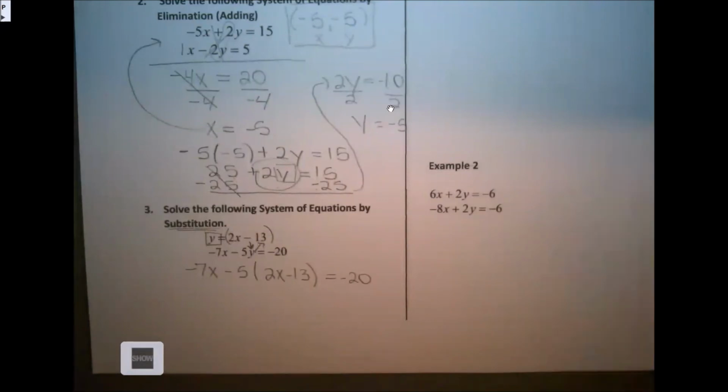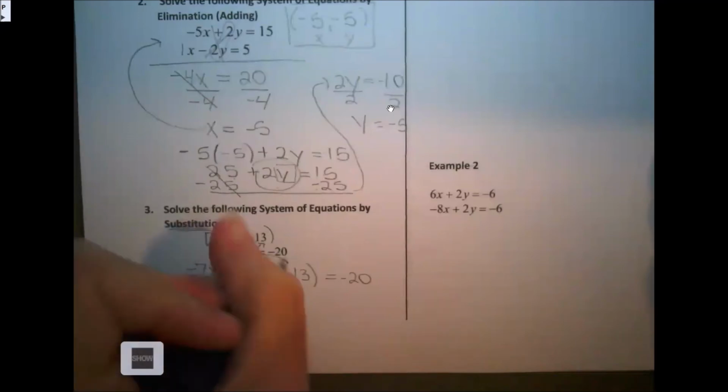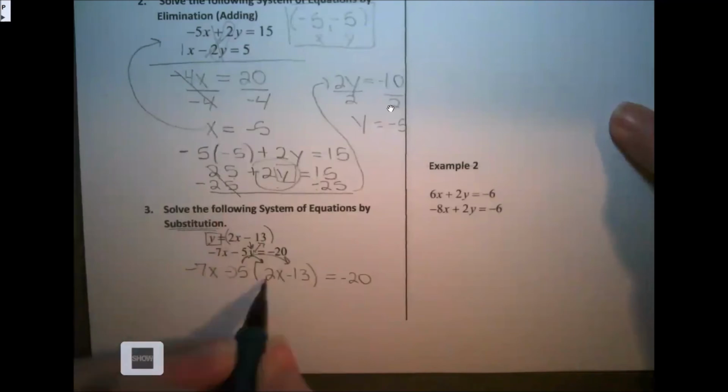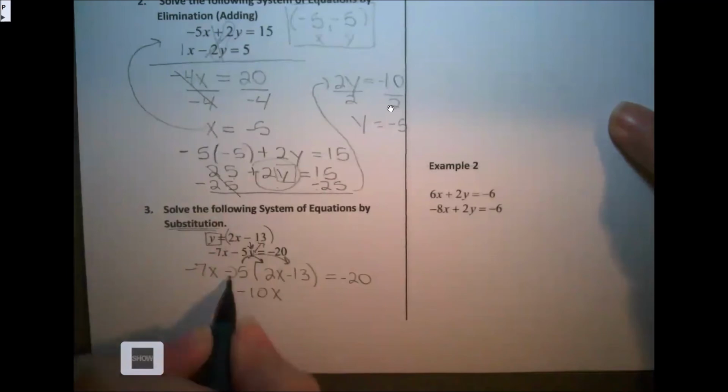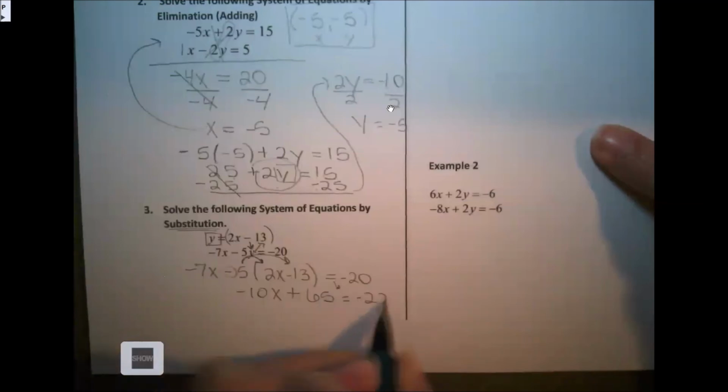So the next thing that you need to do is multiply your -5x, and make sure you make it a -5x. So -5x times 2 gives you a -10x. -5 times a -13, negative and negative makes a positive. 5 times 13 gives you 65. Now you're going to bring everything else down. I'm going to bring down my equals, my -20, and my -7x over here.